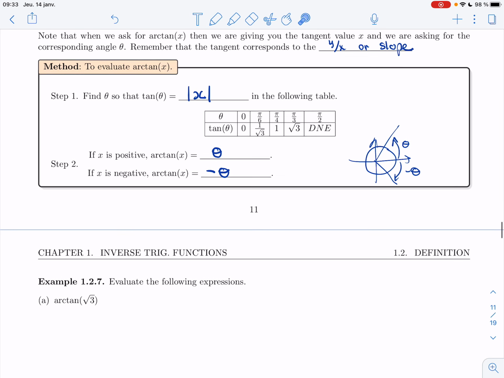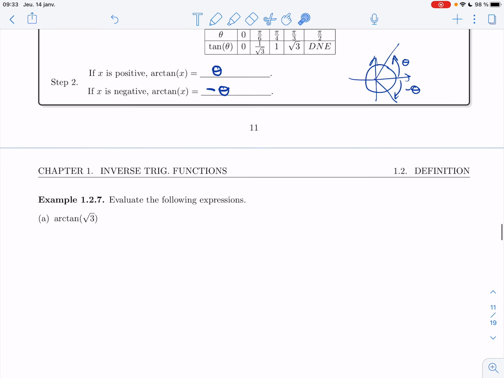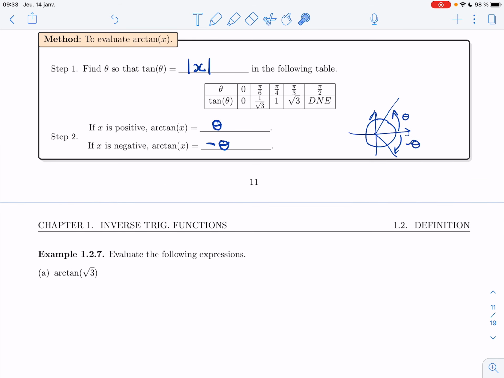All right, so I want to do examples using this table because for arcsine I started with doing examples from the trig circle, and I want to make sure that you understand how to use this table. All right, so let's start example 1.2.7. I want to evaluate the following expression. So I want to evaluate arctan of root 3. So that means that my x is root 3 and the absolute value of x is root 3 as well.